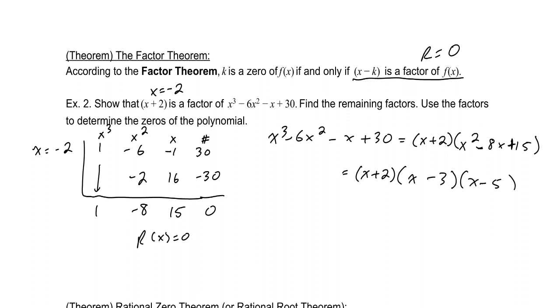And since that is now factor complete, those are all linear factors, my solutions, the zeros, are minus 2, positive 3, positive 5.